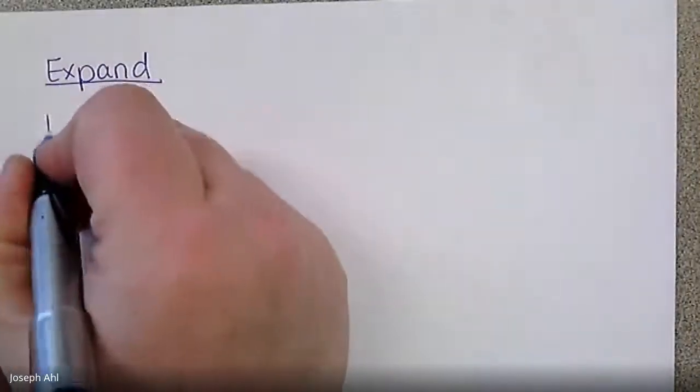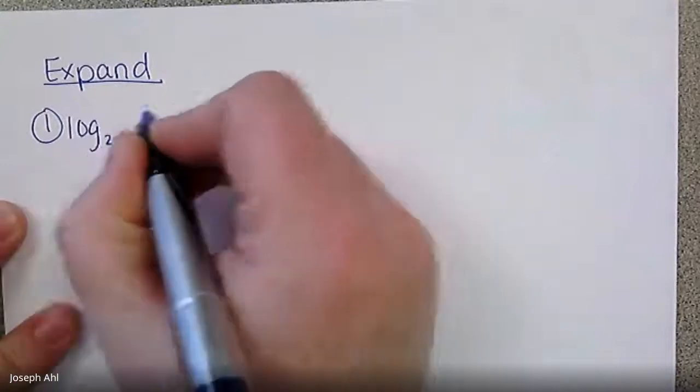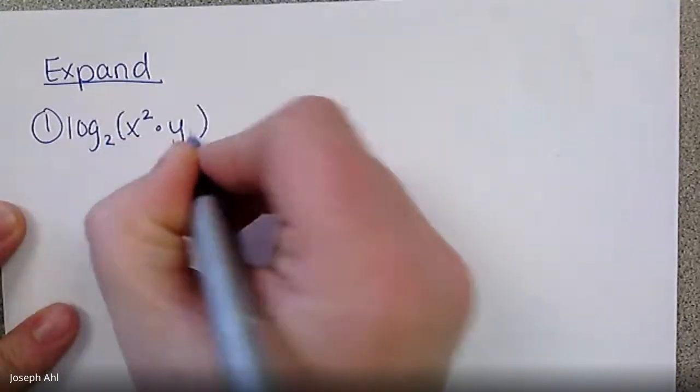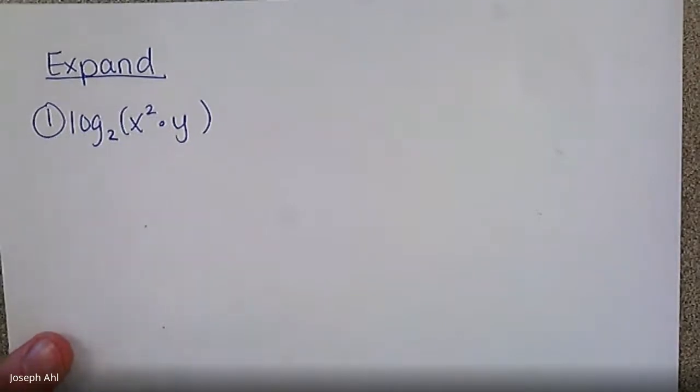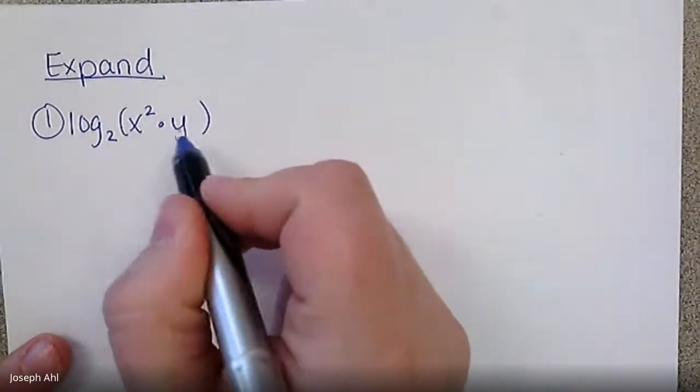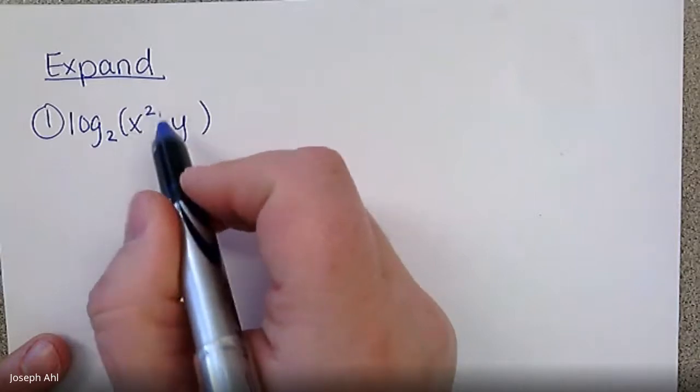So we're talking about going from this side to this side here. Expanding is working from left over to right. So if I gave you the example, log base 2 of x squared times y, there are 2 properties that we're going to use here. The 2 properties in question are the fact that we're multiplying these 2 things together, and we have a power.